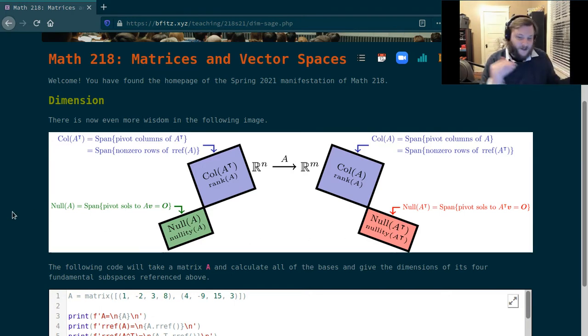Now, these numbers are quite easy to compute with the computer. The rank is the number of pivots in the reduced row echelon form, the nullity is the number of non-pivot columns, and then the nullity of the transpose is the number of non-pivot columns after we transpose.